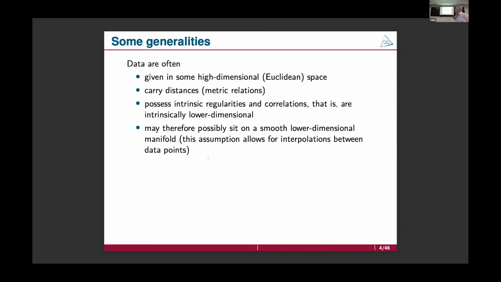And since they have these regularities and correlations, they may naturally be assumed to sit on a smooth, lower dimensional manifold in that high dimensional space. And that is quite important. The concept of a manifold offers us a way to interpolate. Now, if you have a couple of data points, we want to see what is in between, then somehow if we know the structure of the manifold roughly, we can interpolate.